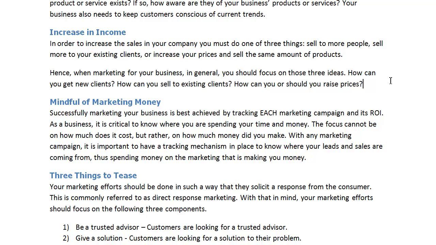Number two would be sell more to your current clients, and number three would be increase your prices and sell the same amount. Okay, if I'm selling something for $100 and I raise my price to $200, I only need to get 50% as many clients. Okay, so the key is to always be looking at these three things and say, do I have a campaign in place to get new clients? Do I have a campaign in place to sell more to my existing clients? And overall, should I be raising the price or lowering the price of my product, depending on where you are?